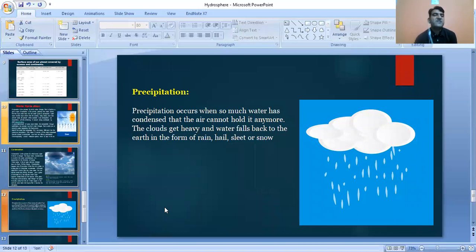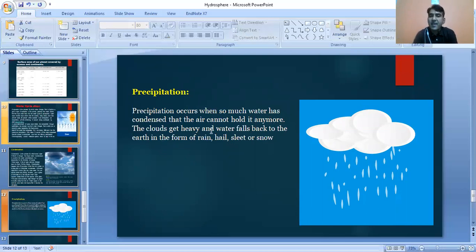Number three is precipitation. So we had evaporation, condensation, and now precipitation. What is precipitation? Precipitation occurs when so much water has condensed that there are lots of clouds. Those clouds are almost saturated and reach the dew point, and the air cannot hold any more. So in this case, what happens?